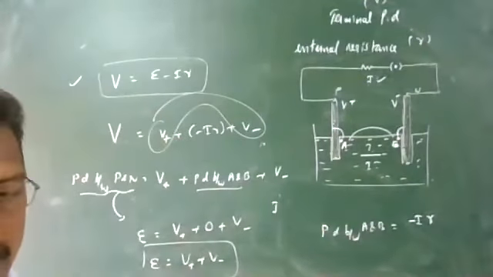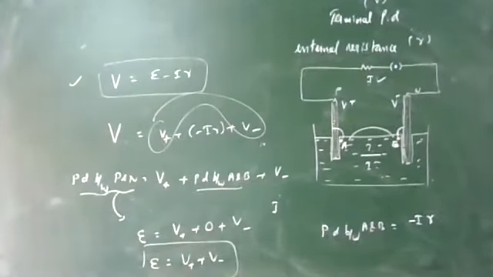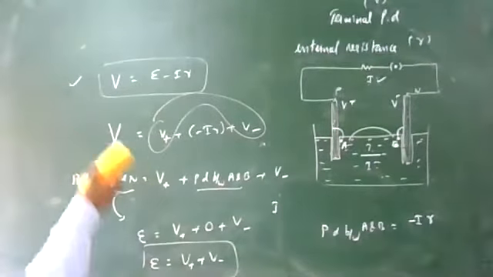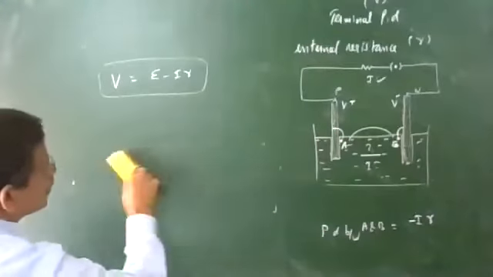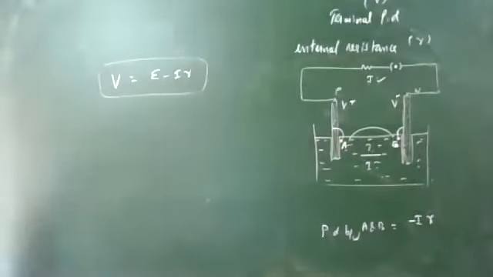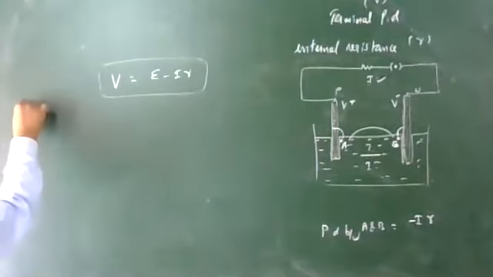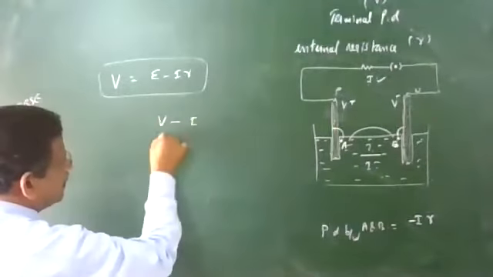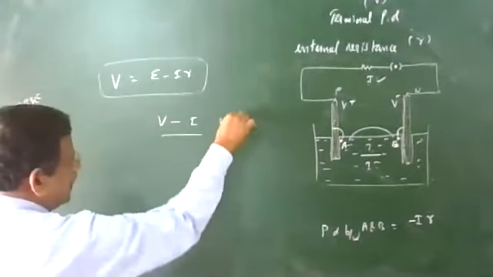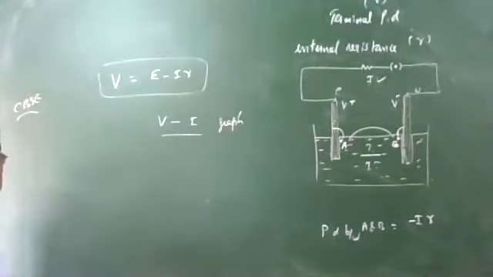Very important relation. So define EMF, define potential difference, and define internal resistance. What factors it depends on, etc. All the points are very important. Now we are going to make a graph between V and I. Put a graph between V and I and give its y-intercept and the slope.